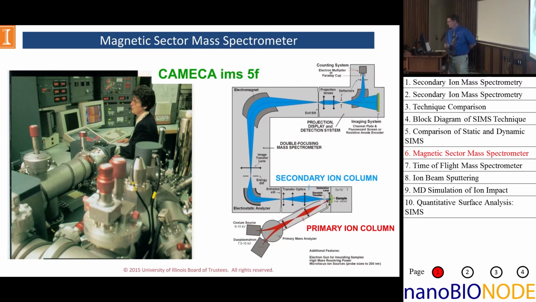The mass is determined by bending the ions through the electromagnet, so if it doesn't have the right mass, it doesn't get through. So we can look at one mass at a time, but we can switch between them by just changing the power to the magnet. But it's only one at a time.